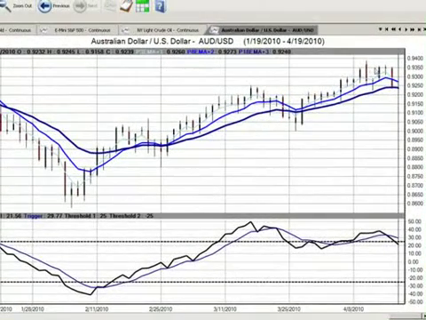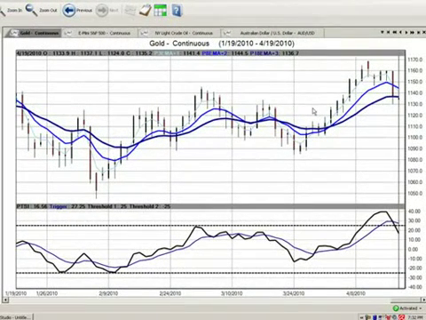Again, in this particular case, we can see our highest point here, just under the 94 area, is where we want to make sure our stops are above that area and not get caught up in that intraday volatility. Now our next position for tomorrow, we're going to be looking at the gold contracts.